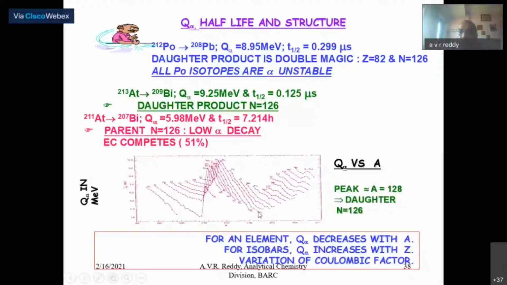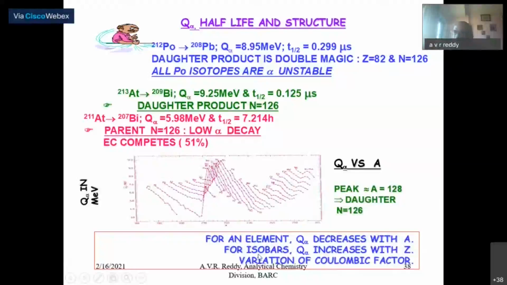Okay. Now, you remember from these values, in a given element, Q alpha decreases with mass number. Why? Because Z is fixed, and as A increases, what will happen? More and more attractive forces will be there. Therefore, alpha decay is least probable. Therefore, Q alpha value decreases, half-life increases.